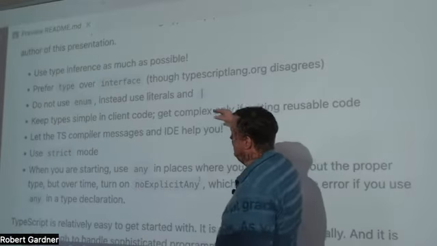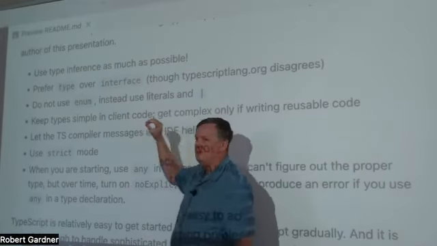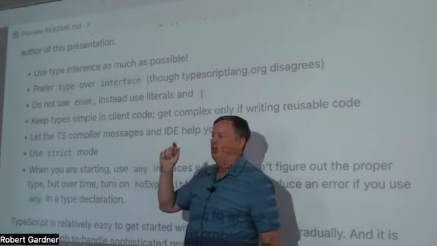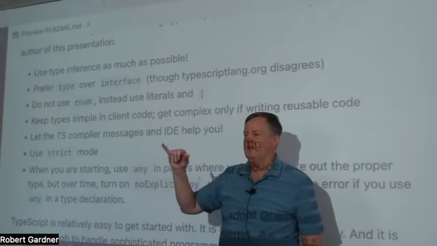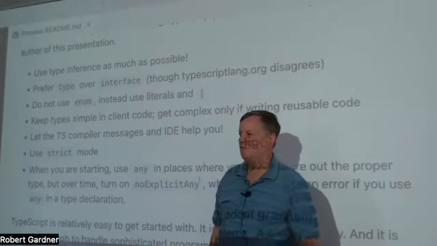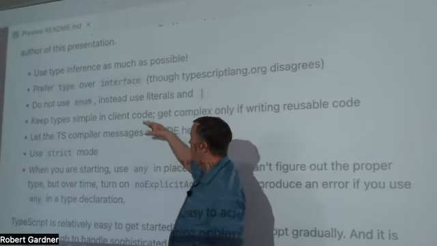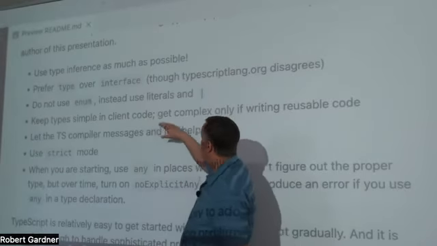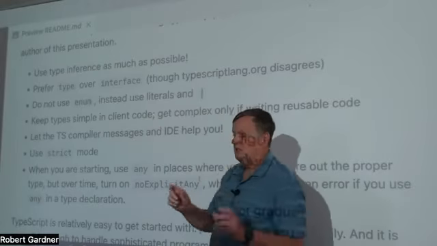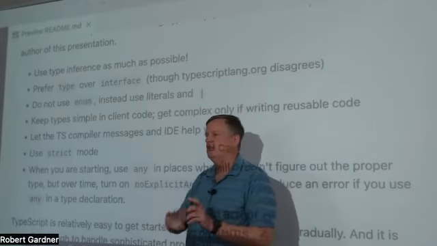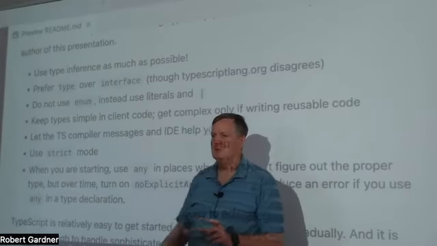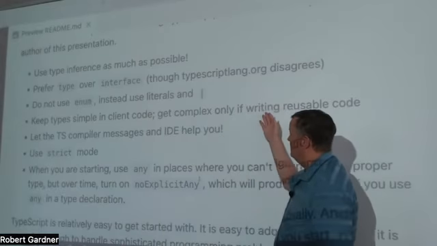Keep your types simple in your client code. Just foo or undefined. That's about the only time you want to try and get complicated with your code. Just keep them very simple and declare simple types. If you're writing code that's going to be used by other components, then your types might start getting more and more complex. And they actually can get complex.